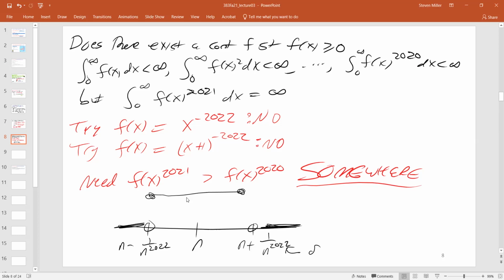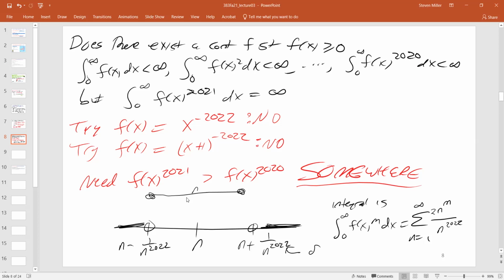So we have something like this. And what's its height going to be? n. Height is n. And so now the integral from say 0 to infinity of f of x to the m dx is equal to the sum, n goes from 1 to infinity, of n to the m divided by n to the 2022, and I think we get to multiply by 2 because of the length. And so if m is less than 2020, it converges. If m equals 2021, it diverges.